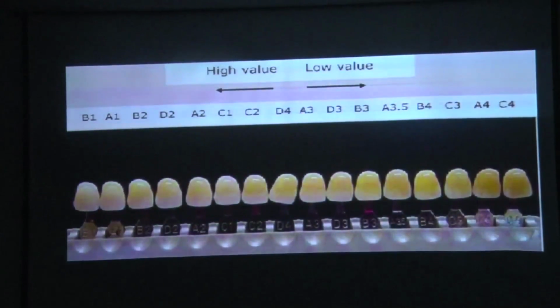Now this is the shade tab based on value. It starts with B1, then A1, then B2, D2. These are high value. These are intermediate value. These are low value. So I will use these shades for old patients, adult patients, young patients. If you are not able to buy a Vitapan value-based shade guide, kindly take this picture, download it from Google Images, so you know what the value shades are, and how the sequence goes.